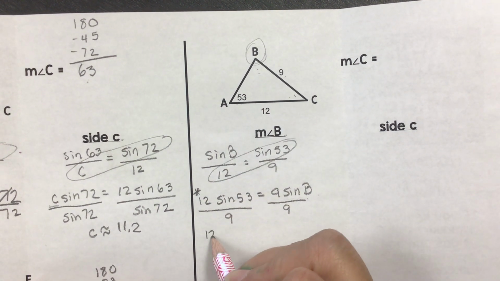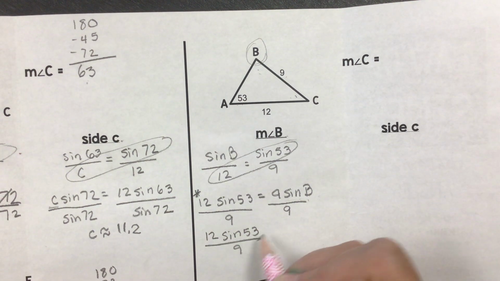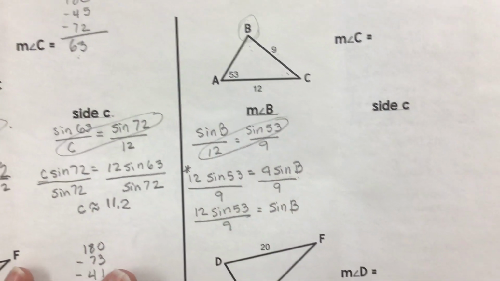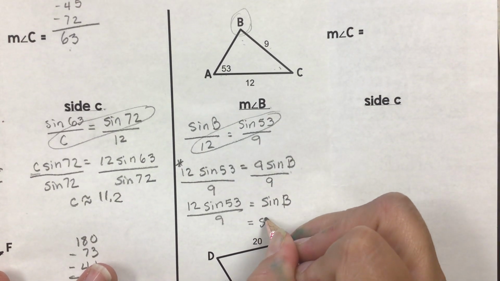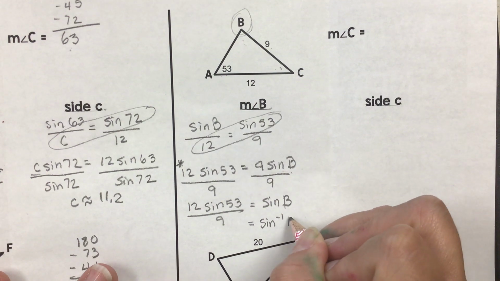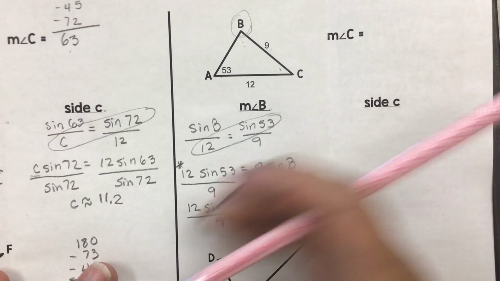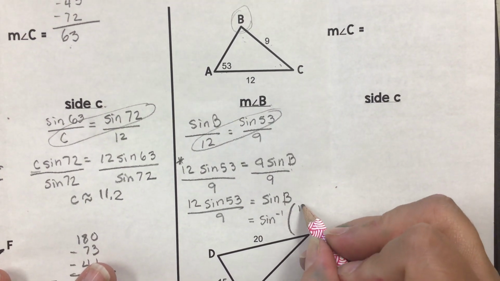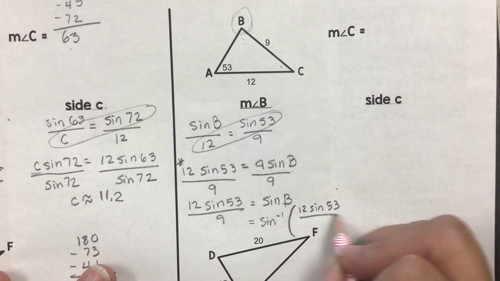So we have 12 sine of 53 divided by 9 is equal to sine of B. We're looking for the angle. That means that we have to use the inverse of sine. The inverse is going to give us the approximation of that angle measure. So on this side, we put 12 sine of 53 divided by 9.